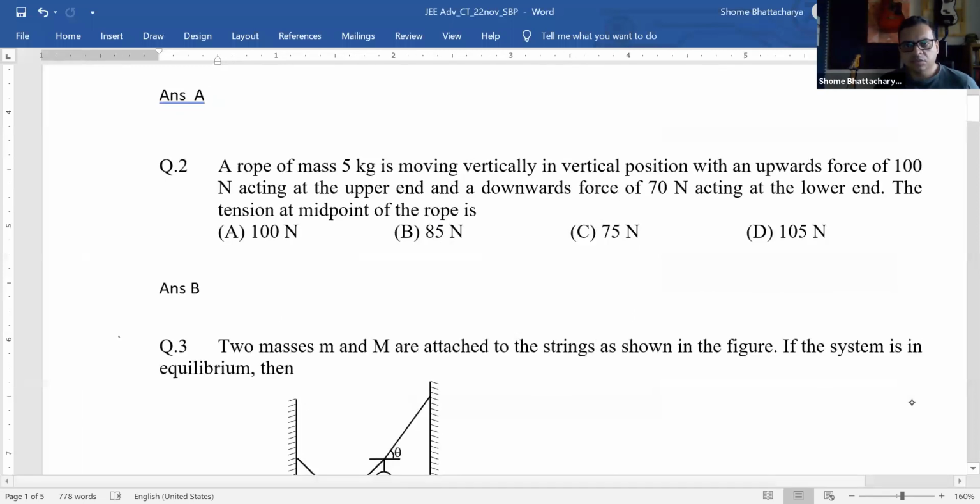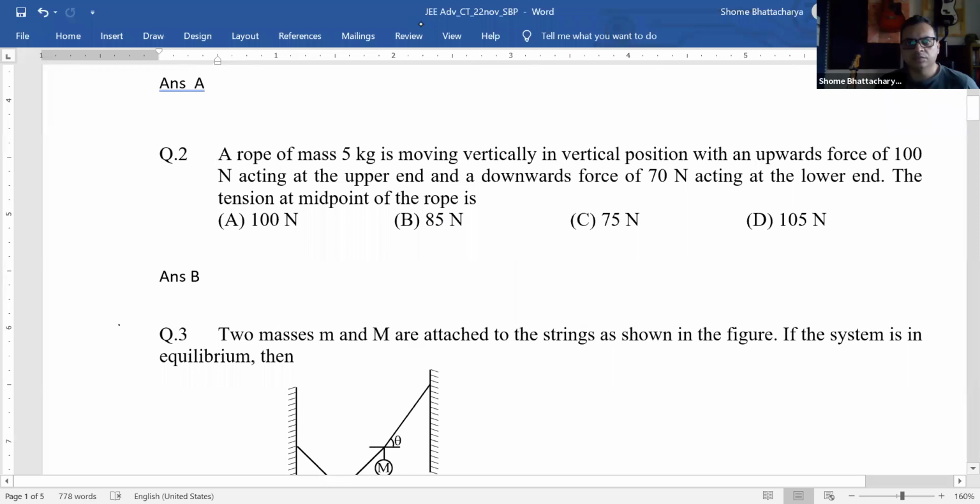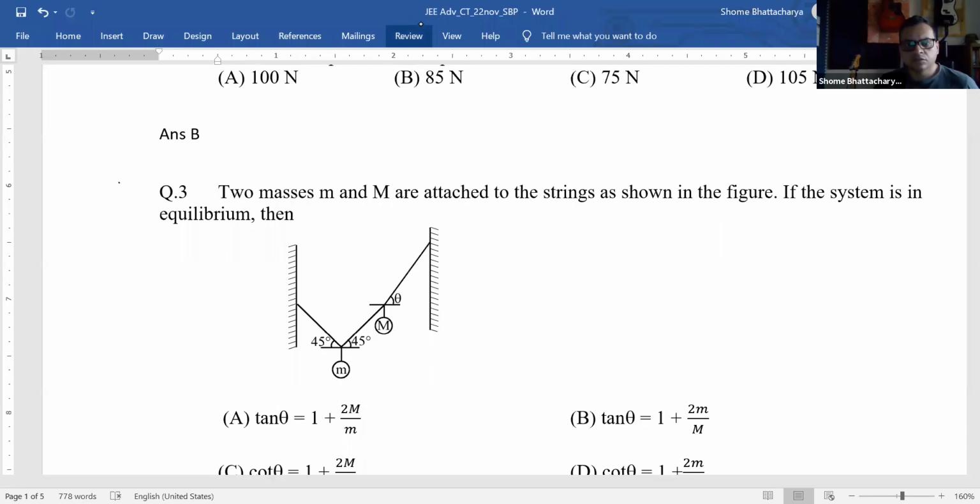Okay, so what is happening here is that if the system is in equilibrium, then we have to find the relation of theta. Okay, so you have to understand that let this string, by symmetry, it will have the same tension on both sides. So let's take this tension as T1, and then this other string, let's say it has a tension of T2.